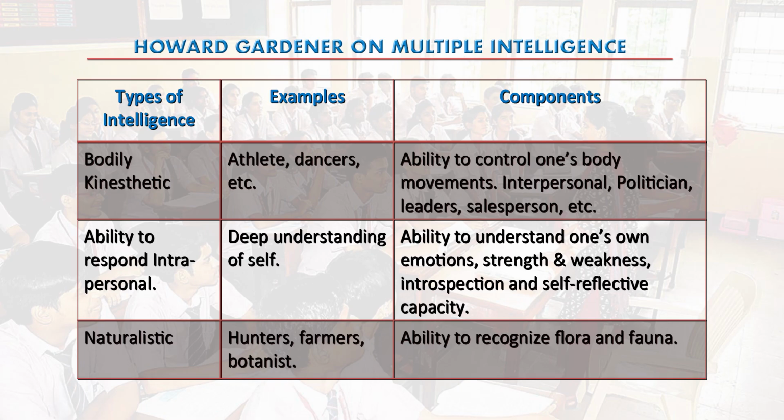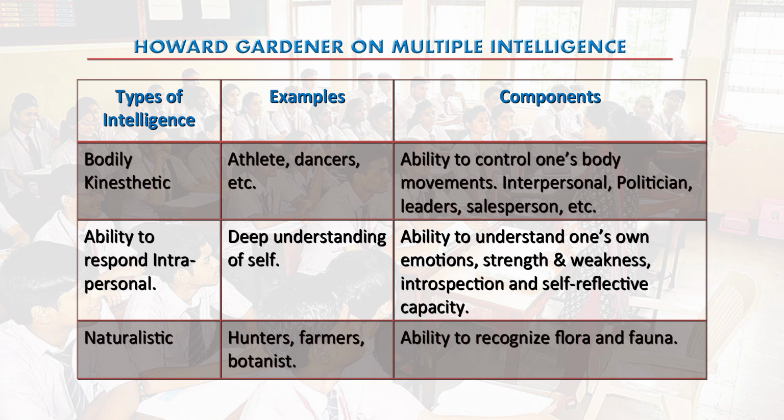And the component of intrapersonal intelligence is the ability to understand one's own emotions, strengths, weaknesses, and introspection and self-reflection capacities. I was talking earlier that these are the things that one should take care of. Then naturalistic is another type of intelligence.